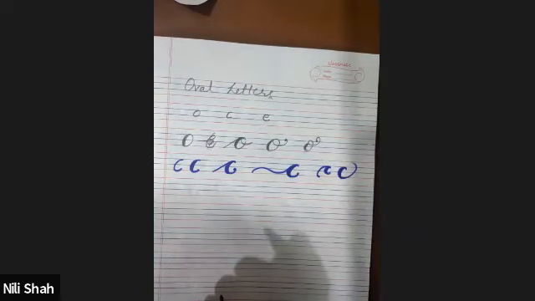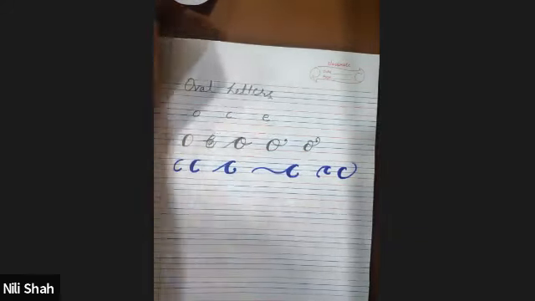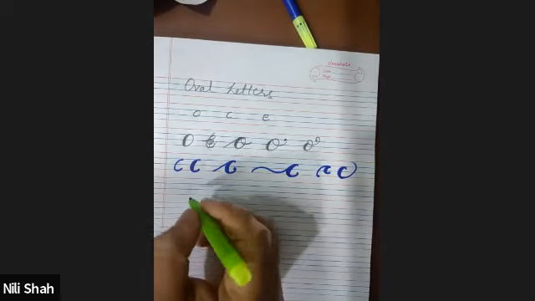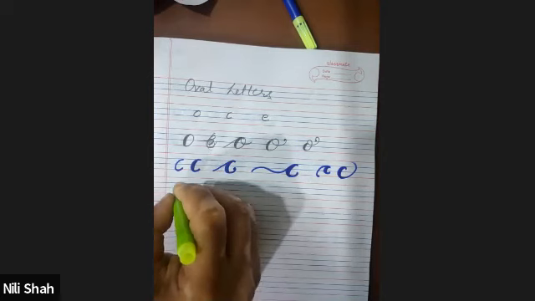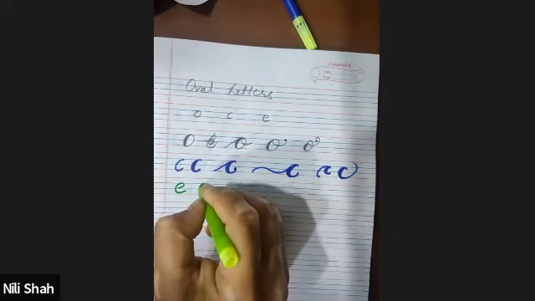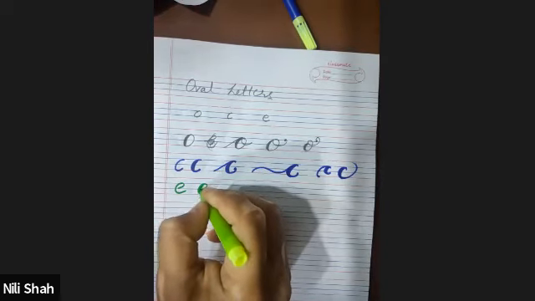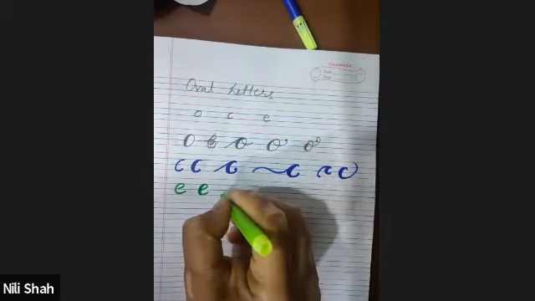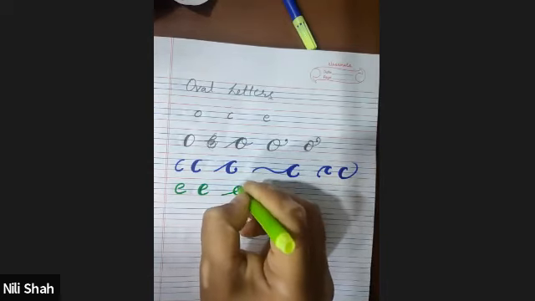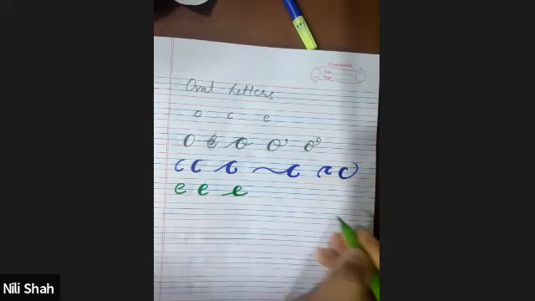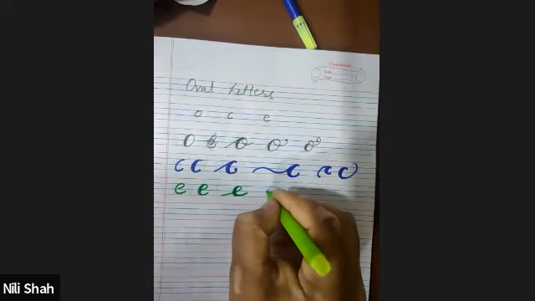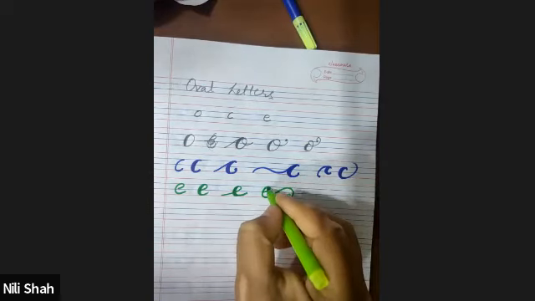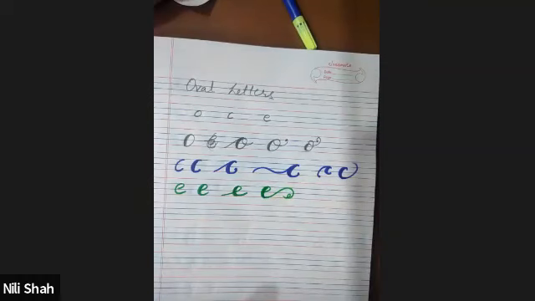Now, moving ahead to E. I am showing it with green pen, I mean sketch pen. This is the basic E we write. Now, this is our downward stroke, so we'll make them thick, like this, right? Now, again, we write cursive E like this. So again, we'll give thickness to that stroke. We can also flourish the E like this. We can give thickness to the stroke.